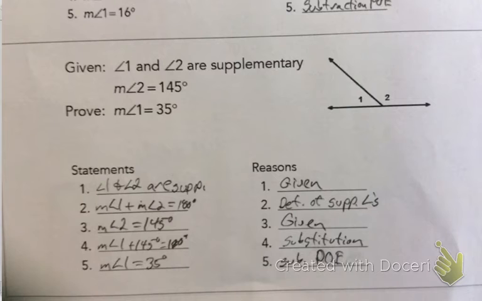Angle 1 and angle 2 are supplementary, given. I unpacked it, and I either said that these two angles equaled 180 because of the definition of supplementary angles, or you might have done the angle addition postulate. Then I said measure of angle 2 is 145. That was given. Measure of angle 1 plus 145, substitution. And finally, I'm going to use my subtraction property of equality to finish it off. Matches all yours? Questions, comments, concerns? No? All right. Then we'll just do the last one.